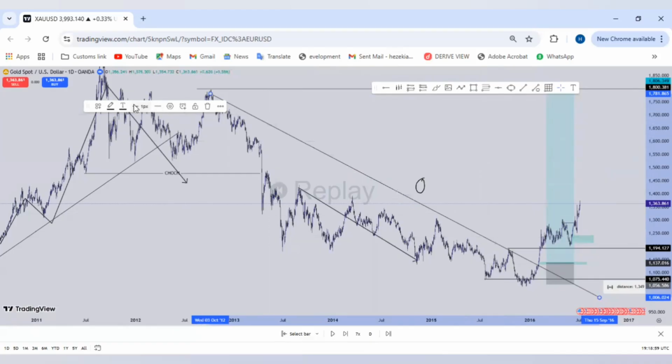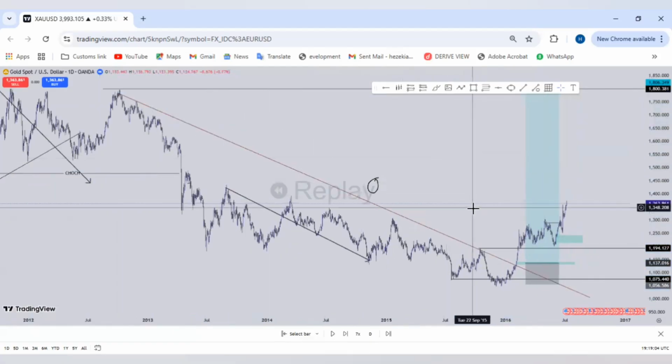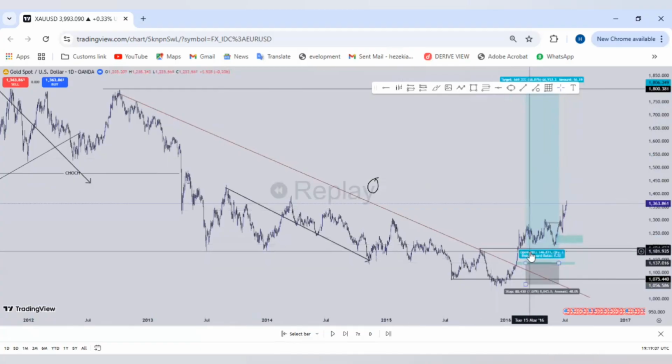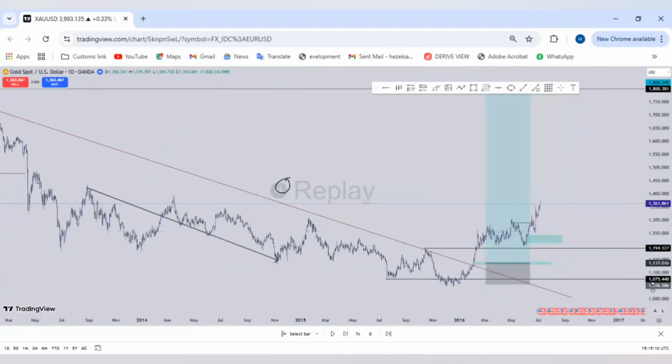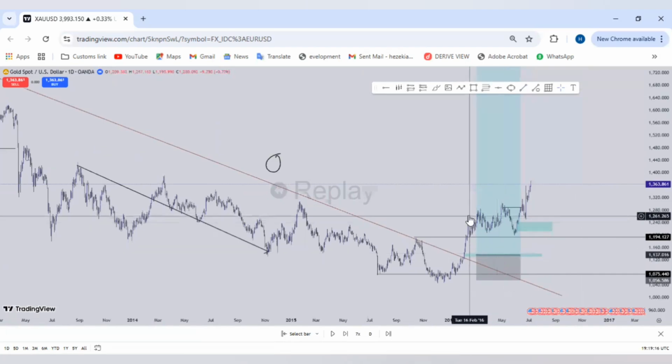It's always red. Come on, let me change the color to red. All right, these are action lines. We wait for it to be broken along with the change of character that we have. Now we want to enter a trade, and the imbalance, we want to use the imbalance before a break. That is what we are after.